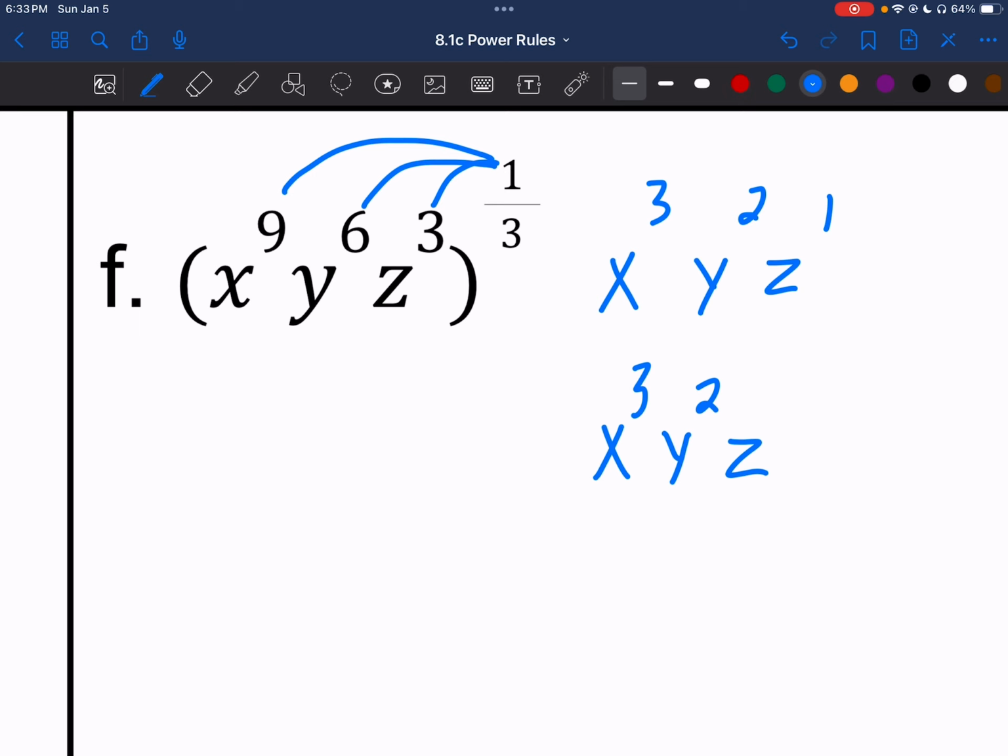You never need to put an exponent of 1. It is unnecessary. It's implied. However, I will not be marking you wrong if you include it.